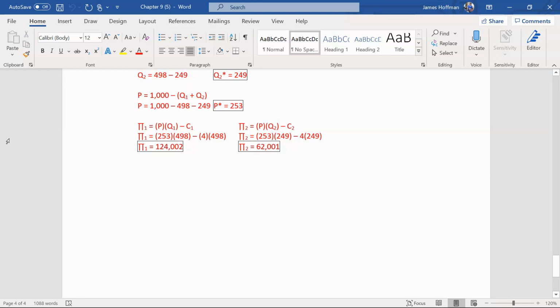Okay, and the last step for this analysis is to calculate the profits of both firms. You know that firm 1 is going to get a higher profit because it's the leader. So here's something like Microsoft's profit for spreadsheets. Its revenue minus its cost. Price is 253. Output for firm 1 is 498. The cost function is 4 times Q1, so 4 times 498, and that simplifies to $124,002.